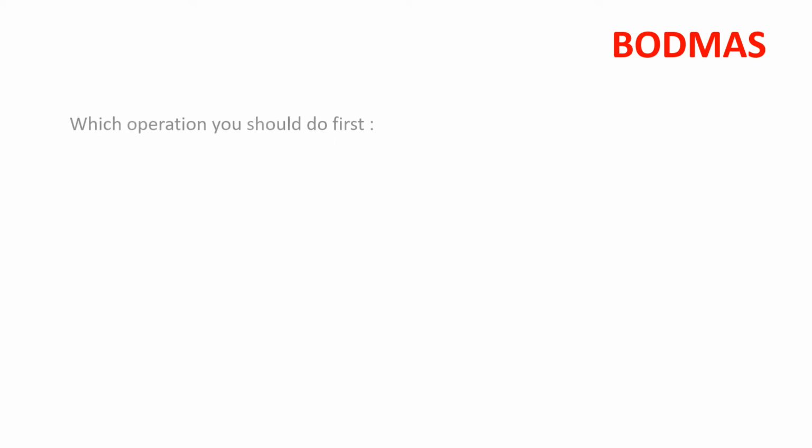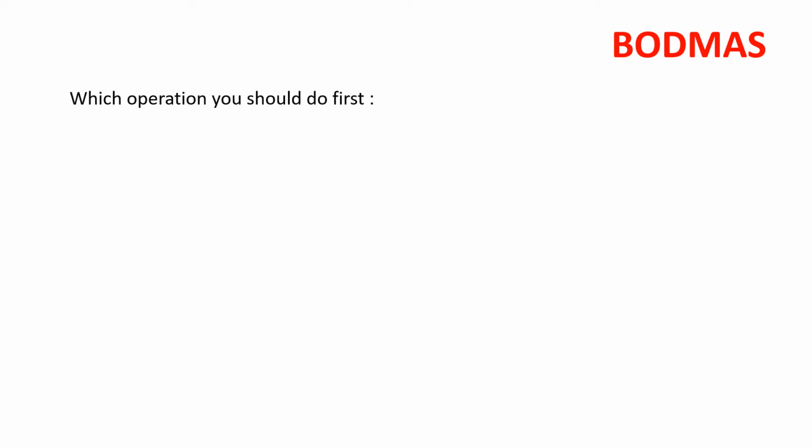So the first question asks which operation you should do first. If I said 7 minus 1 times 5, of course, this one is clear. If you follow the word BODMAS, you can know that you have to multiply first. So which operation should you do first here? Of course you have to multiply first.